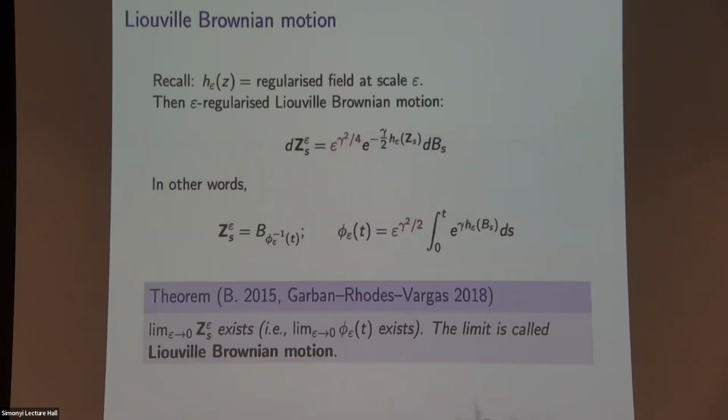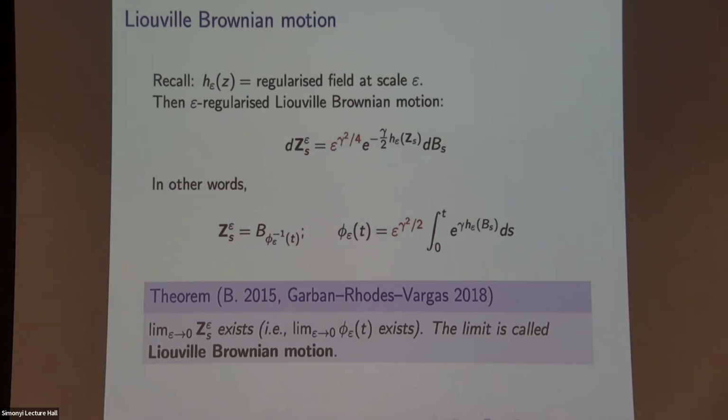So let me tell you about Liouville Brownian motion, which is a fairly similar story. Remember that normally, if we had a real smooth surface, then there would be no problem in defining Brownian motion. The metric defines the Laplacian, and once you have a Laplacian, you have a Brownian motion.